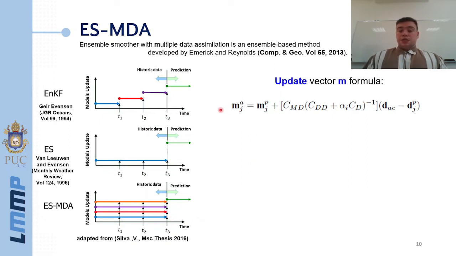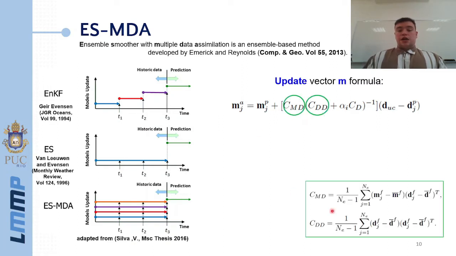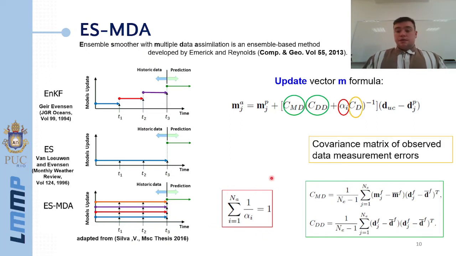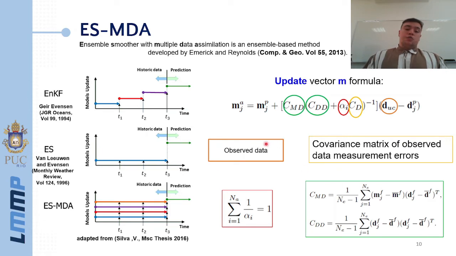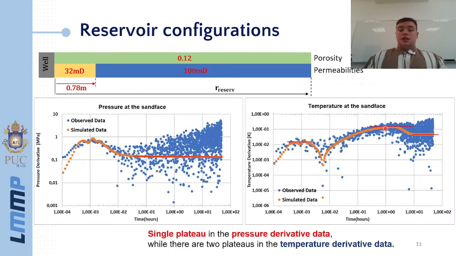In the update formula, the matrices CMD and CDD are created in this way. Alpha is the inflation factor that obeys this rule. CD, which is one of the objects of study of my master's thesis, is the covariance matrix of the observed data measurement error. Dobs is the observed data that we want to fit, and D is the simulated data.